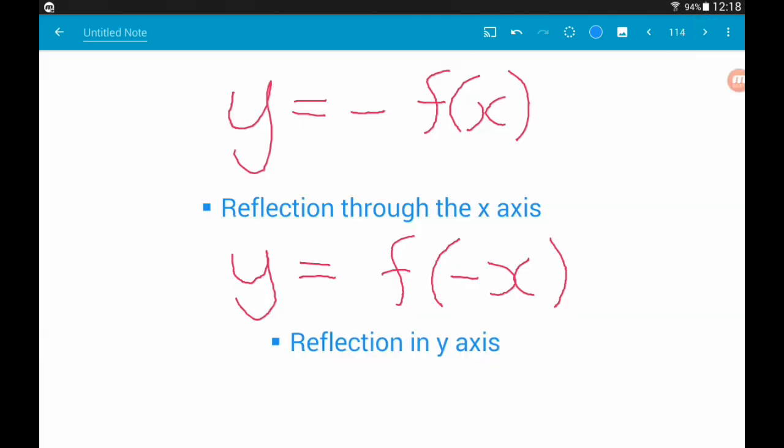So there are two types of reflection. If we were to multiply a function by -1, so we would get y equals minus f of x, this is a reflection in the x-axis. So our whole graph just reflects through the x-axis. Or if we had y equals f of minus x, then this is a reflection through the y-axis. So the y-axis is our mirror line. Now we're going to take a look at some examples with reflections of quadratics, cubics, and reciprocals.